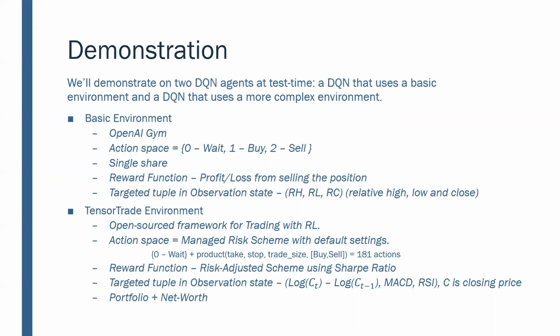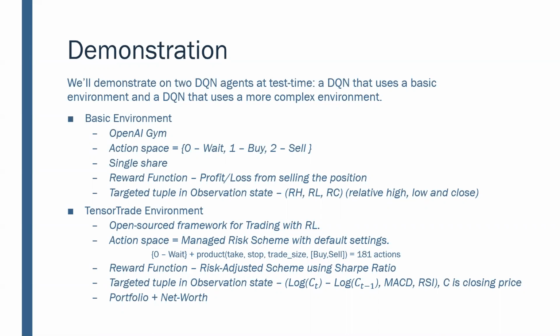Train time attacks are attacks on an agent during its training phase. So I'm going to give you a little bit of an idea of what these environments are like. We have two environments. We have a basic environment that is directly built and leverages OpenAI Gym, and its action space is relatively simple: wait, buy, and sell. It only has a single share that it can buy or sell. The reward function is the simple profit or loss from selling the position, and the observation state we are perturbing is the relative high, relative low, and relative close prices.